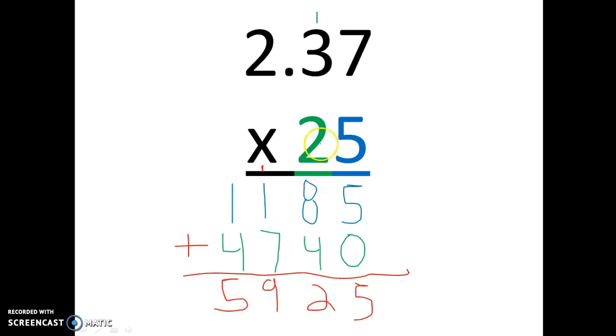When we multiply with decimals, we have to move the decimal. So we're going to move it 1, 2. We moved it twice here. If we move it twice on top, we need to move it twice on the bottom. Ready? 1, 2. So my answer is 59.25. 2.37 times 25 equals 59.25.